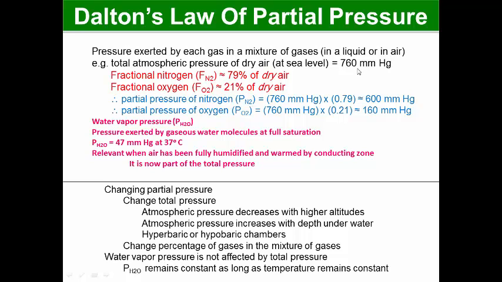So if we have a container of mercury and we have an inverted tube, this atmospheric pressure would exert a force on the surface of mercury, and the mercury would rise in the inverted tube up to 760 millimeters of mercury. This is the way we measure the atmospheric pressure, by the manometer.